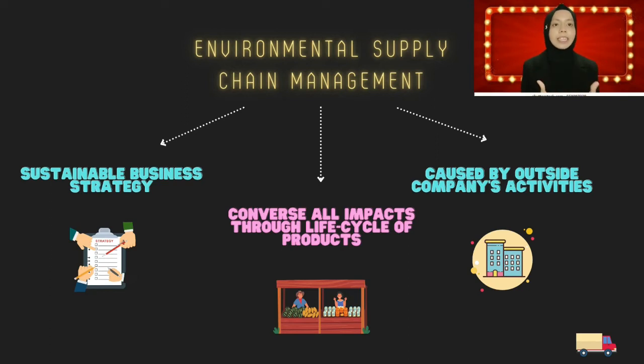Okay, I just want to say that environmental supply chain management is a key part of sustainable business strategy. It covers management of all significant environmental impacts from our company supply chain throughout the life cycle of product and services. And I think the most significant impacts are caused by other activities outside our companies.